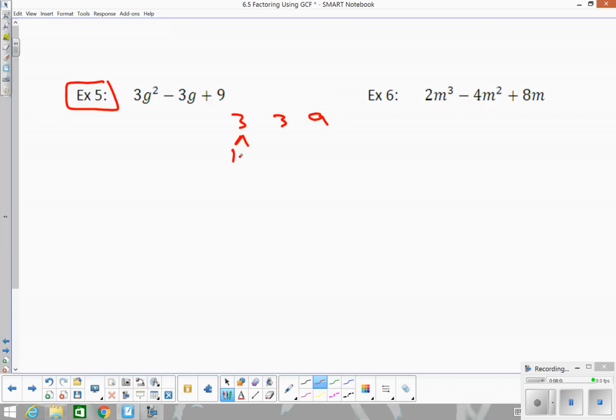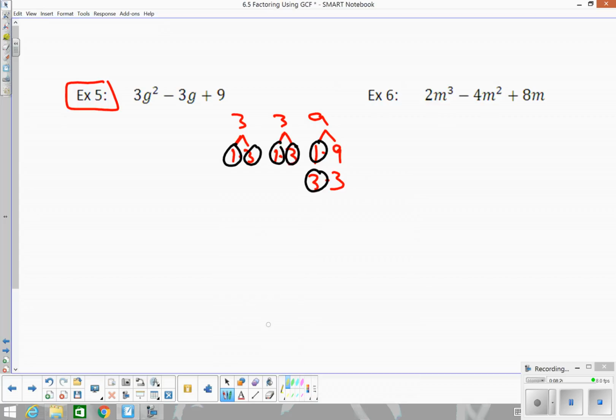So factors of 3, 1 times 3. Factors of 3, 1 times 3. That's it. Factors of 9, 1 times 9, 3 times 3. Okay, great. All the numbers that they have in common, 1, 1, and 1, have to be all 3. And then I have 3, 3, and 3. The greatest number is 3.